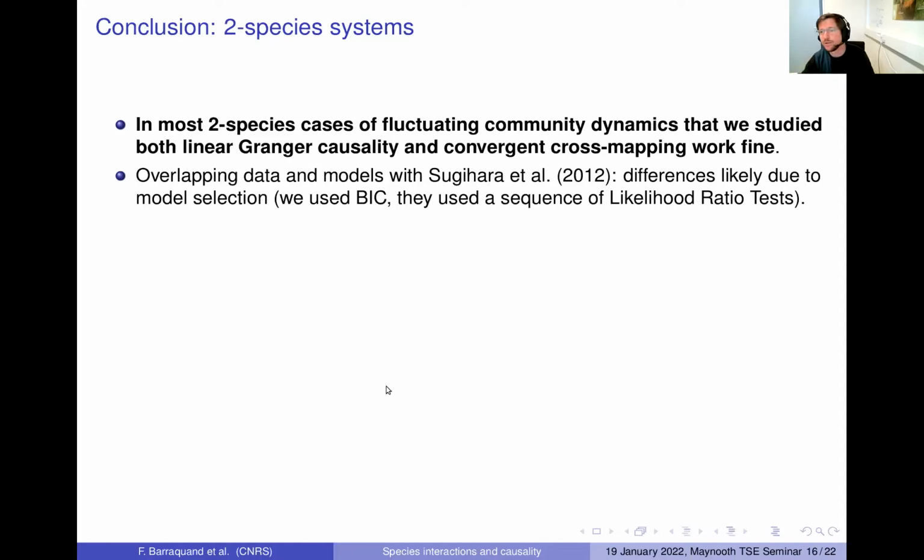And probably the differences that we had with Sugihara and co-authors are because we use BIC for model selection, while they use a sequence of likelihood ratio tests. And I think this created some over-parameterized models on their side, while we had relatively low dimensional models on our end.